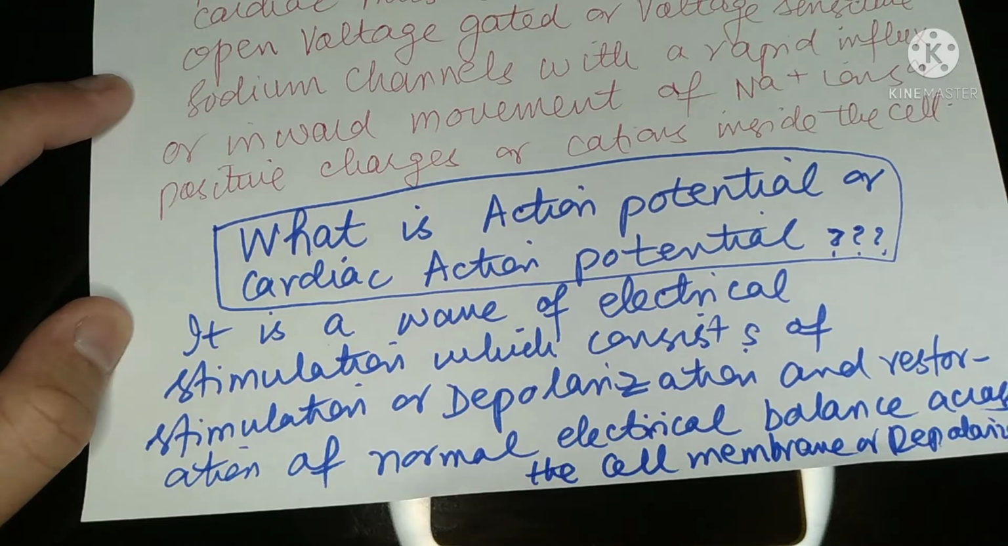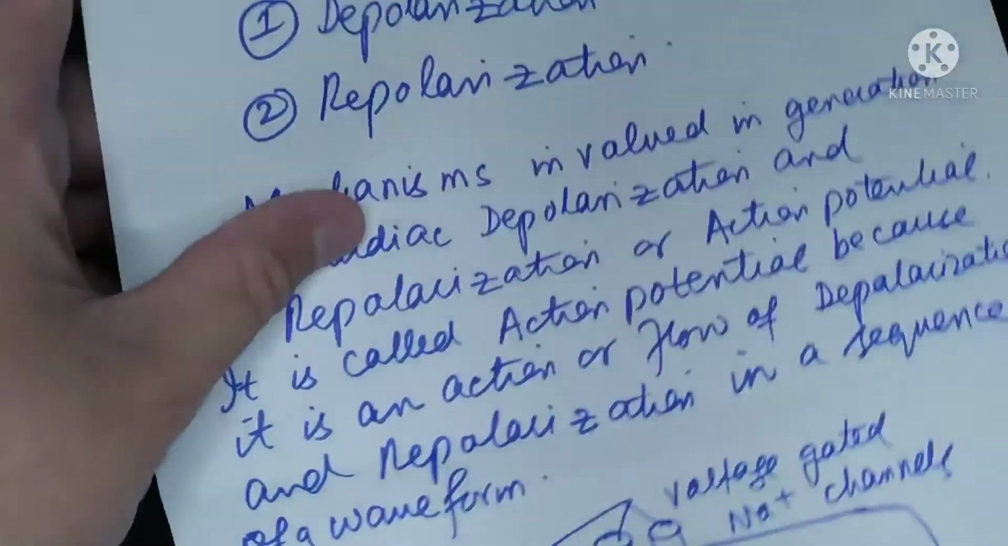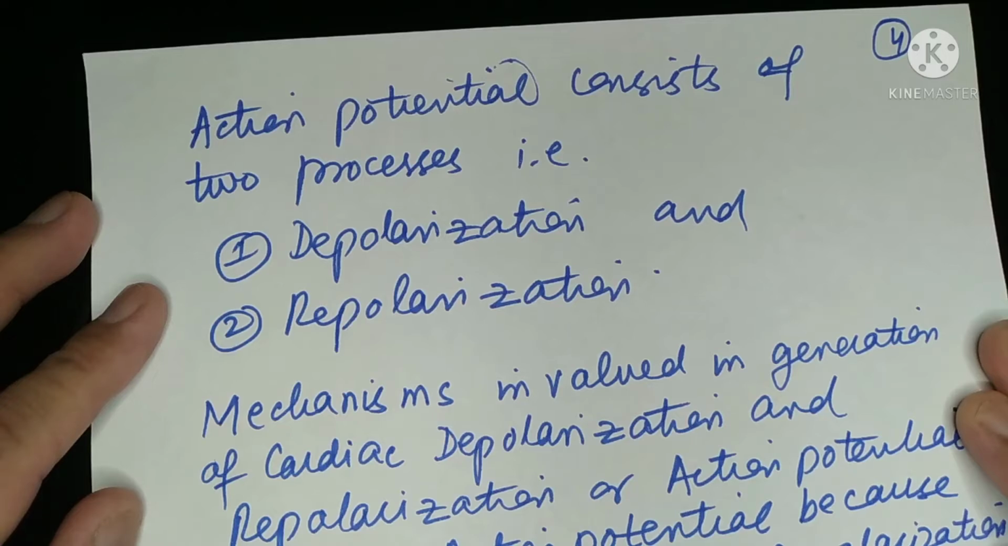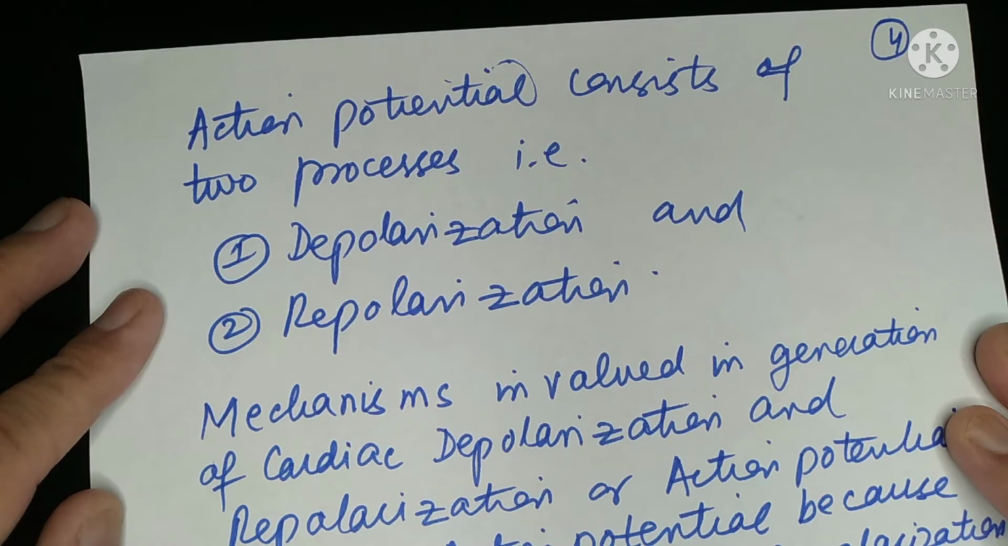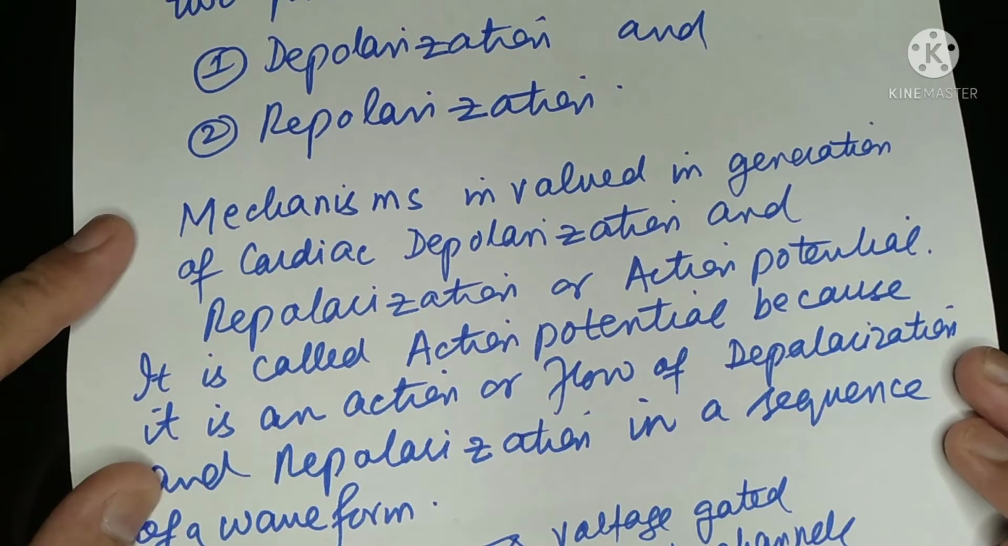Another important terminology is what is action potential and why is it called action potential. It is a wave of depolarization or electrical stimulation, and restoration of normal electrical balance across the cell membrane, or a repolarization wave. So action potential consists of two processes, a depolarization process and a repolarization process. First there is a resting membrane potential, then a depolarization phase and then a repolarization phase. The mechanisms involved in the generation of cardiac depolarization and repolarization, or action potential, are very important.